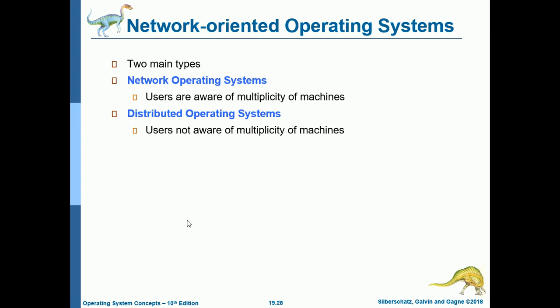So okay, next we have the network oriented operating systems. We have two main types. We have the network operating systems, where users are aware of the multiplicity of machines. A network operating system does not consider the machines using the NOS as one entity, or one cluster. While in distributed operating systems, users are not aware of the multiplicity of machines. As long as users are using the services efficiently, he or she does not care if the service really has many servers.